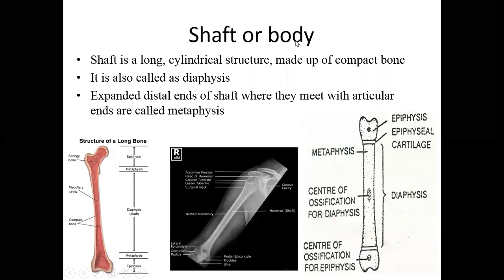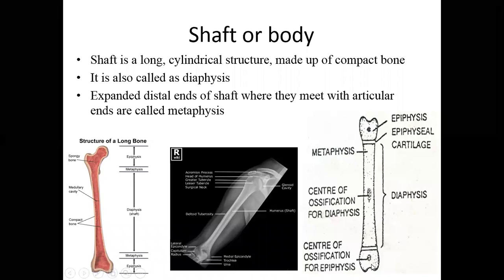Now the shaft is also called the body. If you consider this as a long bone, you can see that this area is called the shaft. This is the shaft, the middle part of the bone. The shaft is also called the diaphysis. The shaft is a cylindrical long structure, and it has expanded ends on either side.